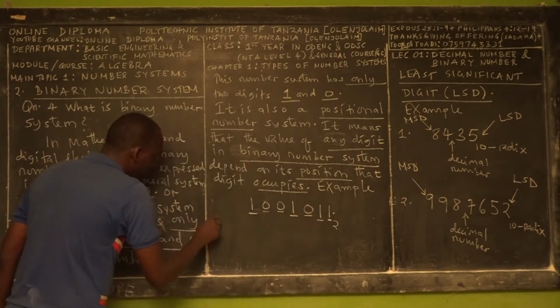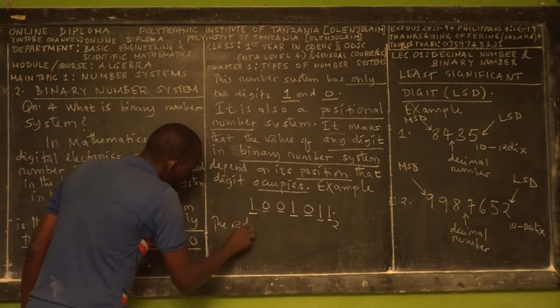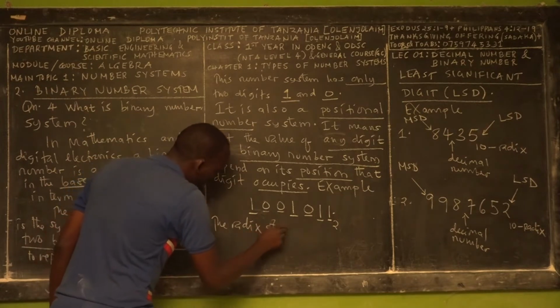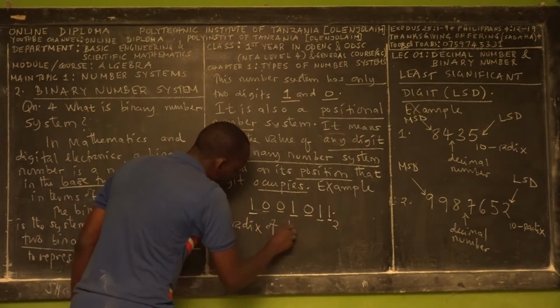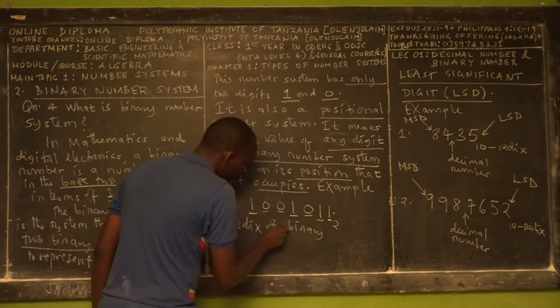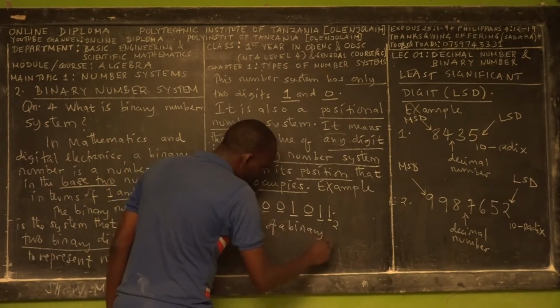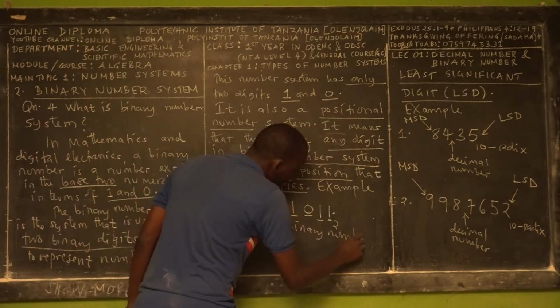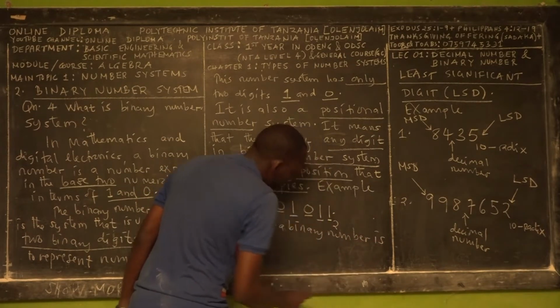So what is the radix of a binary number? The radix of a binary number is 2.